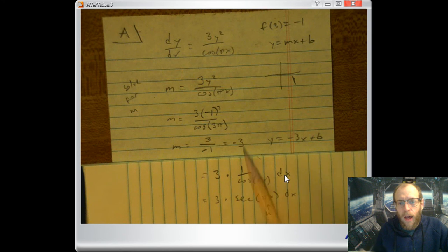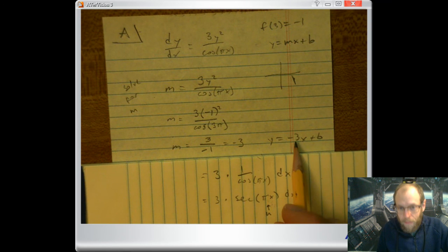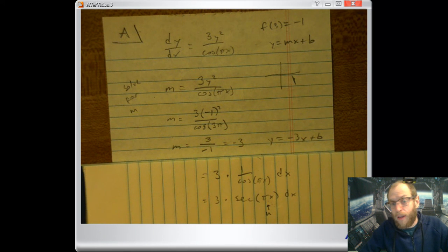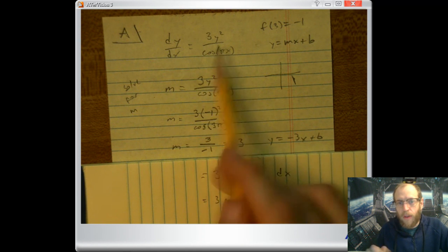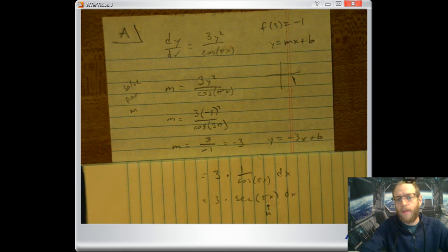Cool. Now, once I know m, I can go back to y equals mx plus b and substitute in my m and solve for b from there. So that is by far the easier way to solve this. Although you can separate the variables and integrate if you really want to.